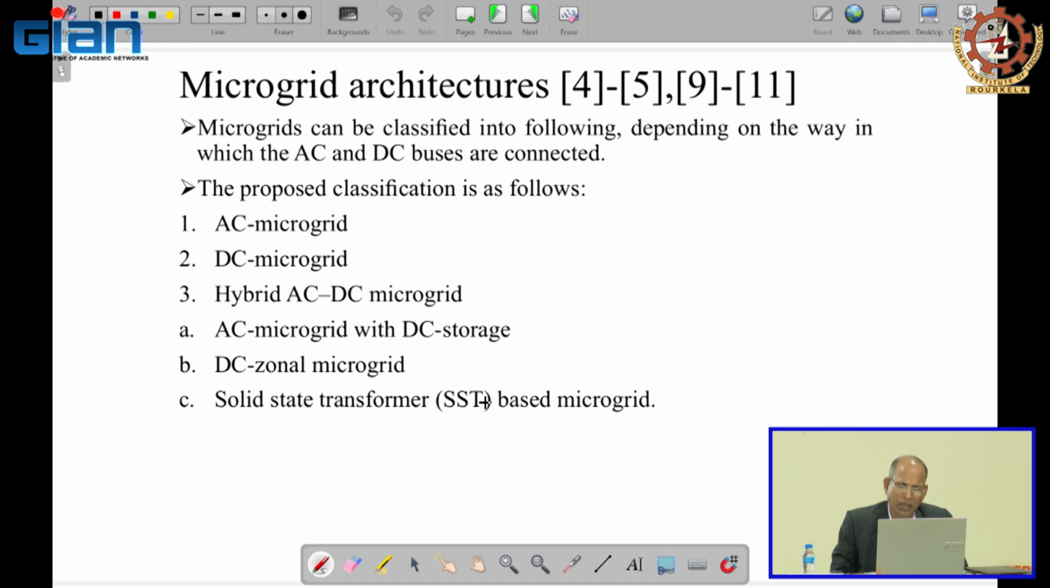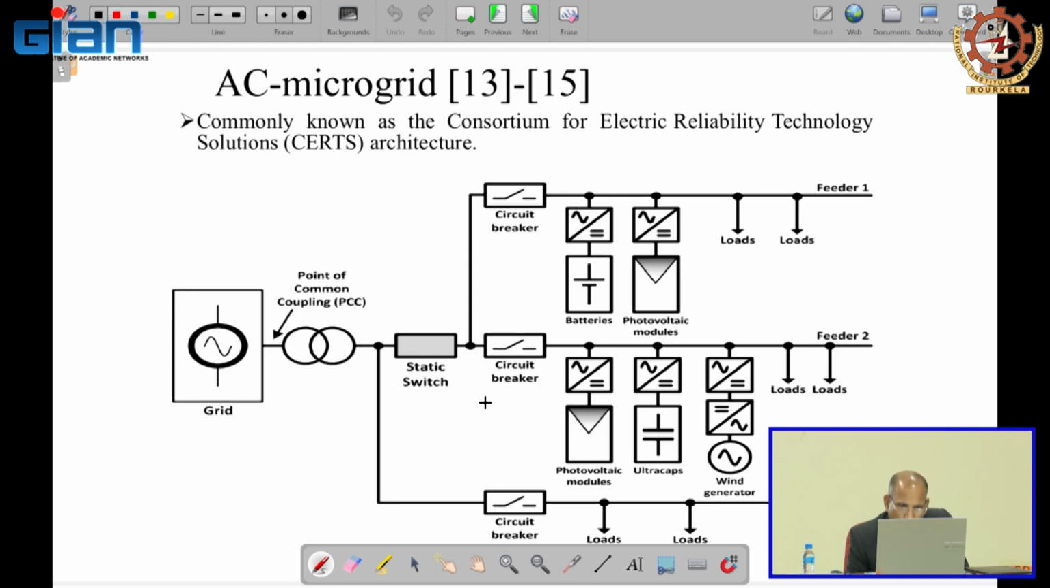And then within hybrid, in the literature, you can find some further subclassifications, like an AC microgrid with some DC storage options, or a DC zonal microgrid, localized, and then a static transformer based microgrid. So you can find several options. A little bit to talk about the architecture for this AC microgrid.